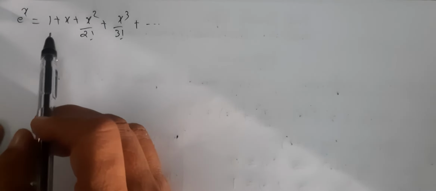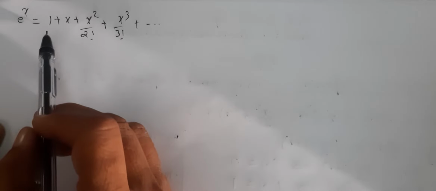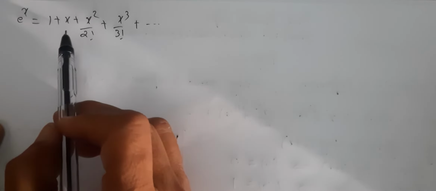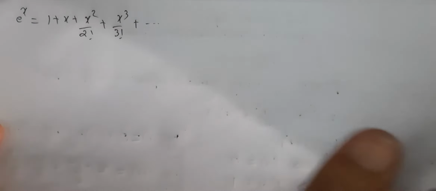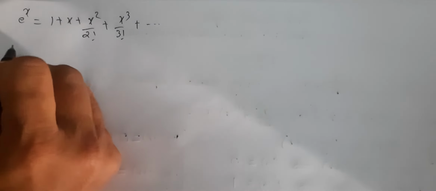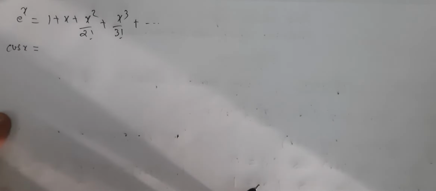x to the 0 upon 0 factorial. x to the 0 is 1, 0 factorial is 1. x to the 1 upon 1 factorial. x to the 2 upon 2 factorial. x to the 3 upon 3 factorial, etc. From this you can always remember the expansion of cos x and sin x.